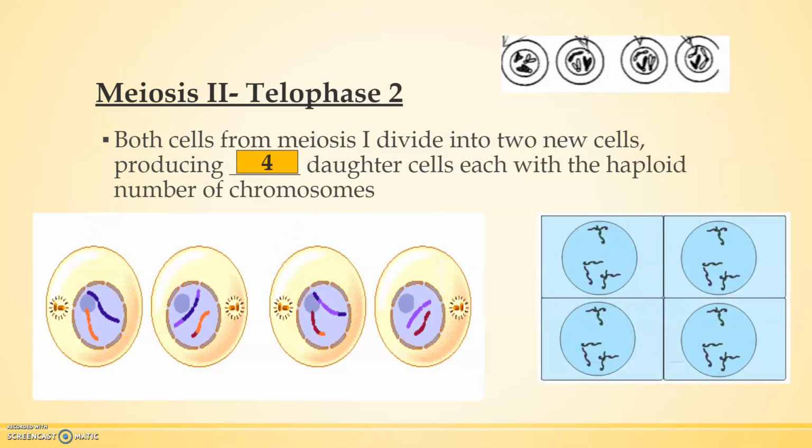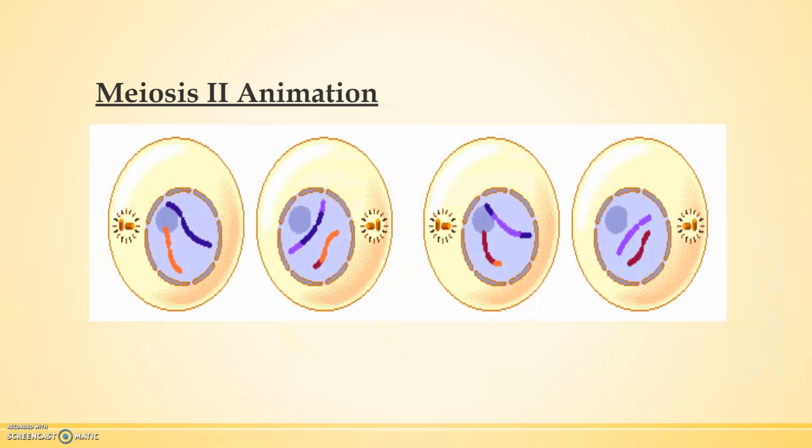Now in telophase 2, both cells from meiosis 1 divided into 2 new cells, producing 4 daughter cells with the haploid number of chromosomes. So the daughter cells from meiosis 1 divided into 2 new cells, therefore producing 4 haploid daughter cells.